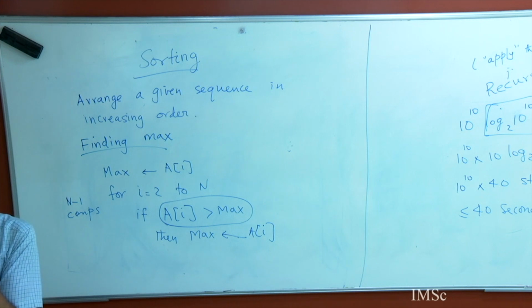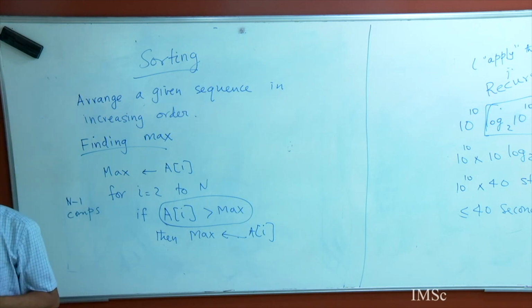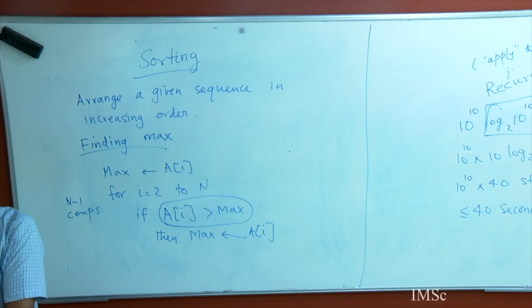Yes, please. So I was thinking we could apply some logic like binary search here. So we have to find the max of n numbers. We could start by finding the max of 1 to n by 2 and n by 2 to n, and then find the max of the 4 parts of it and compare those. Okay.